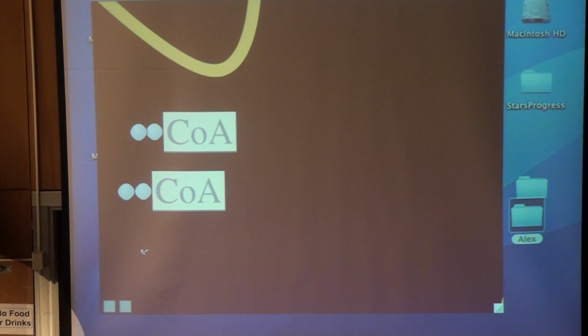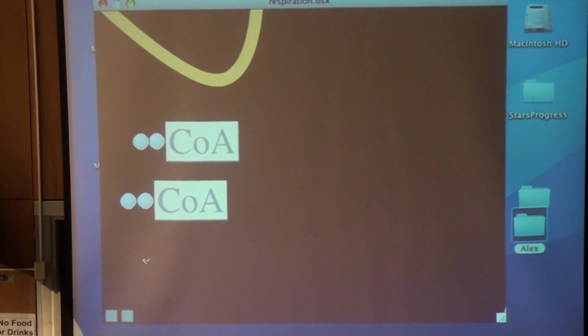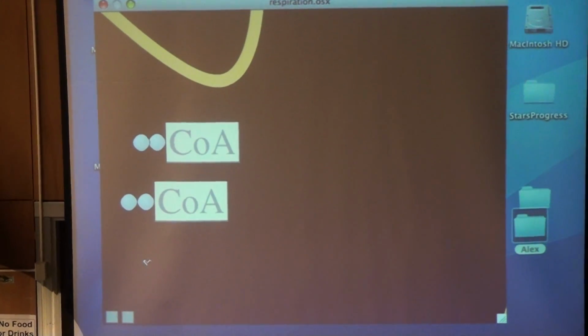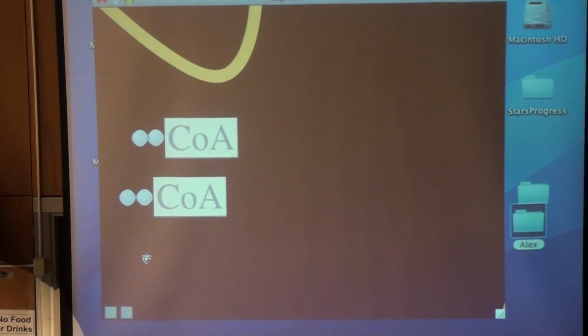So let's talk about our yield. For every pyruvate that went through this process, one NADH molecule was generated. But remember, there were 2 pyruvates that we got from glucose. So if we talk about what's our energy yield per glucose, it's 2 NADHs, one here and one here from the transition step.